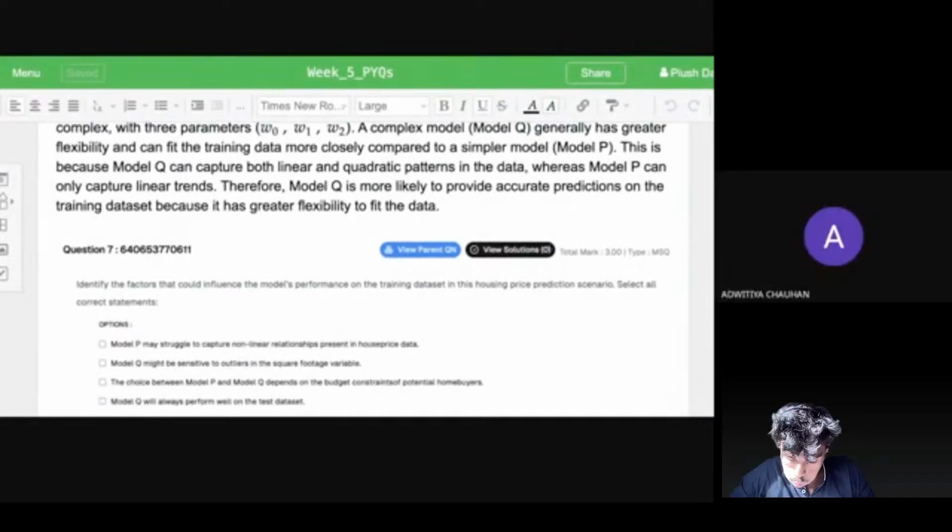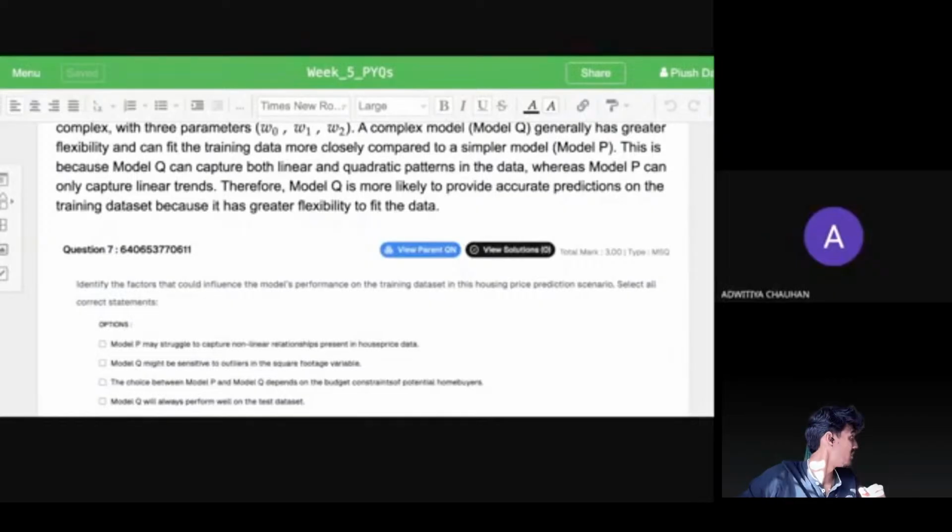No, sir. Here they are saying that if there is any non-linear relationship present in the house price data, in that case, model P may struggle to capture it. But sir, there is no possibility that it will correctly capture it, right? Because it's a linear model. So it's a grammatical error or not, I cannot comment on that part. You are correct in your way, it will struggle to capture, but I am not able to comment with 100% surety that model P will struggle to capture the non-linear relationship present in the house price data. So sir, here we'll treat it as correct. Yes. Okay.